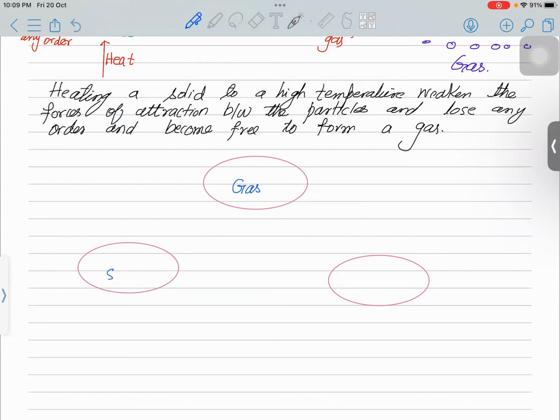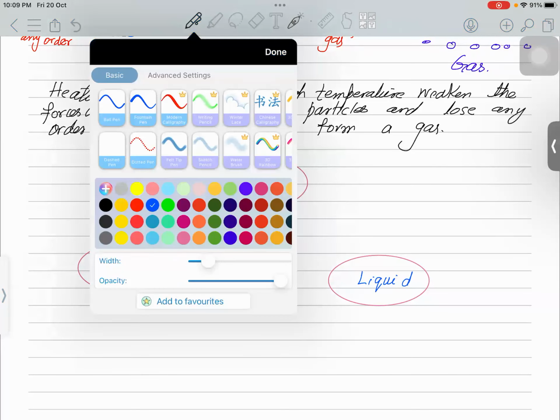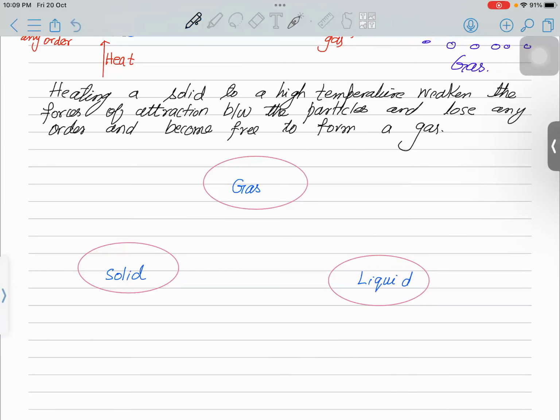Gas. This is solid. Liquid. Tell me, solid to liquid, what is the name of the process? Melting. And liquid to solid? Freezing. Very good.